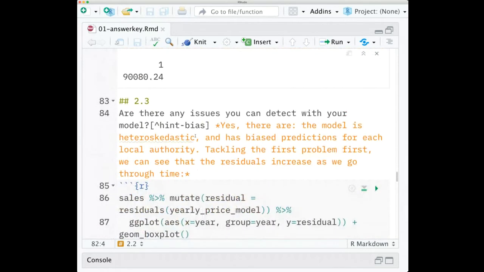Are there any issues you can detect with your model? Yes, there are. The model is very heteroscedastic and has biased predictions for each local authority. For instance, you could find different issues and you could tell me about them, and if they have empirical support, that's fine. These are the two that I wanted to find.